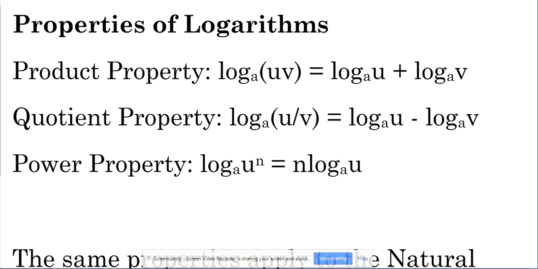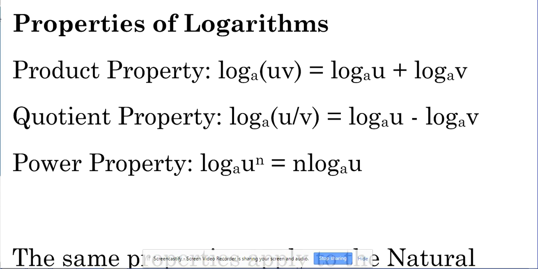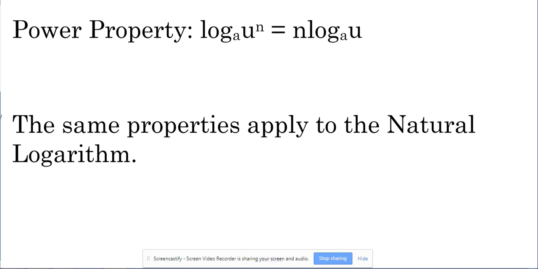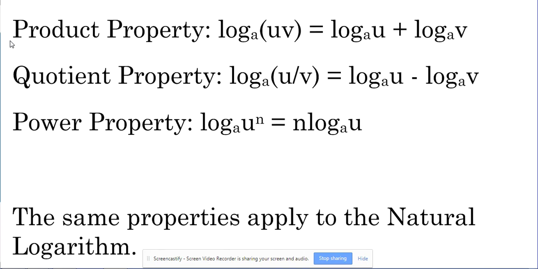Okay, same thing, quotient. The log of a quotient is equal to the difference of the logs. And then sometimes we're going to be able to use our power property as well. And then, of course, these apply to the natural logarithm. So make sure that you are familiar with these rules before we continue to actually use them.